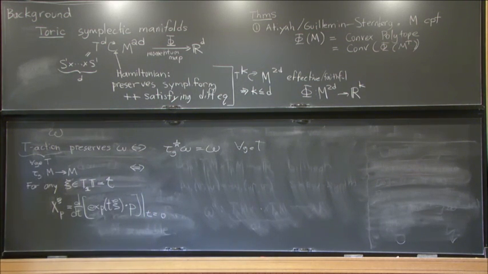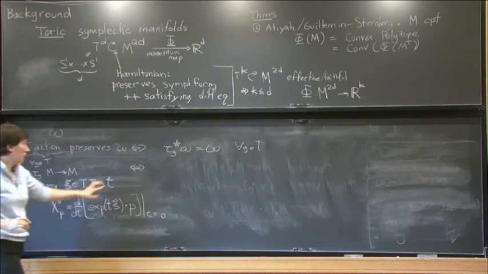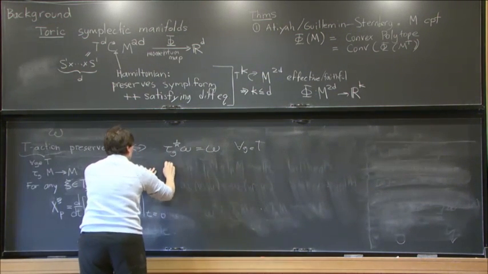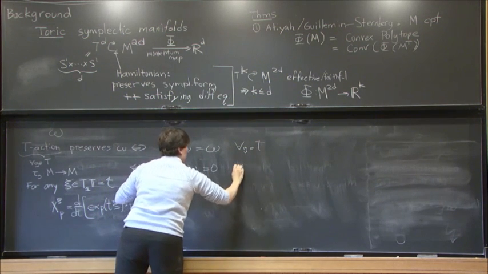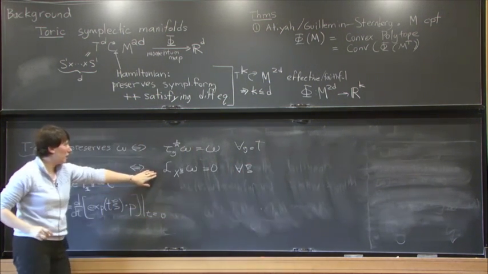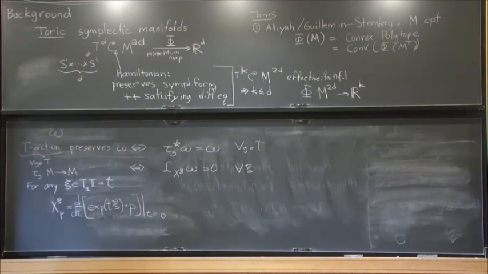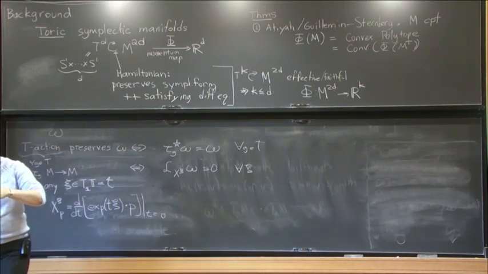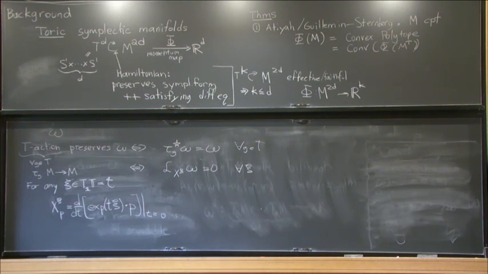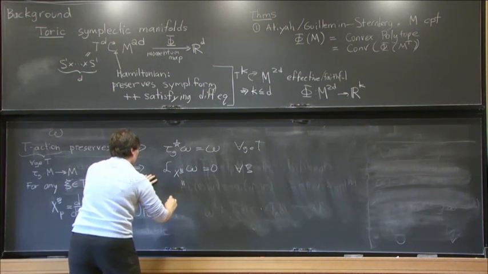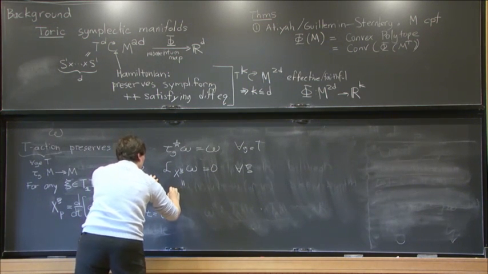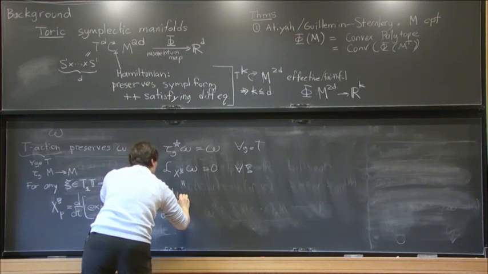Okay, that gives me a tangent vector at P. And this, it turns out, is equivalent to the Lie derivative of the form along the vector field being 0. So saying that something is preserved is the same as saying the derivative is 0 when you're looking at the change along the action.